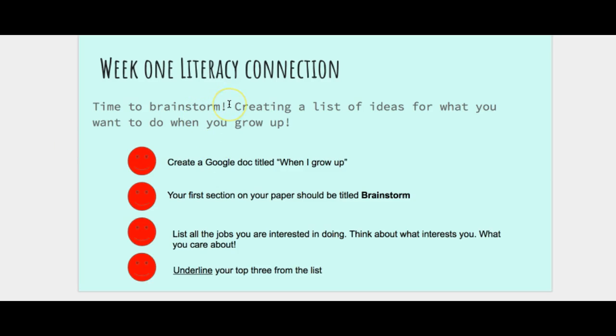And your week 1 literacy connection. This week, it's time to brainstorm. You will create a list of ideas for what you want to be and do when you grow up. Create a Google Doc titled When I Grow Up. Your first section on your paper should be titled Brainstorm. List all the jobs you're interested in doing. Think about what interests you, what you care about, and then I want you to underline your top 3 from the list. Okay, so you've got 4 steps here to do for your literacy connection.